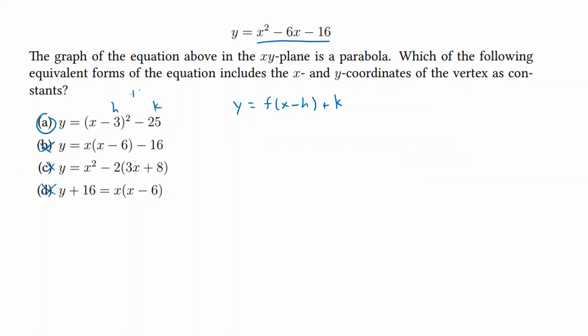In this case, it would be plus minus 25 for k, but you are allowed to add negative numbers. If you did want to verify that this indeed simplifies and is equivalent to the original parabola, expand the square and get x squared minus 6x plus 9 minus 25, and the 9 minus 25 becomes minus 16.